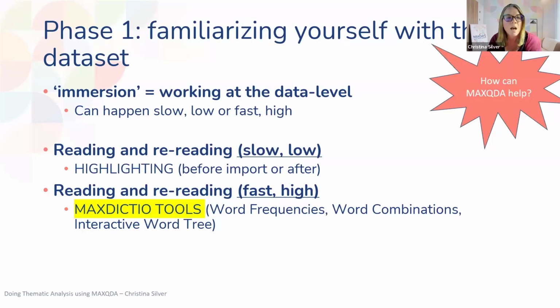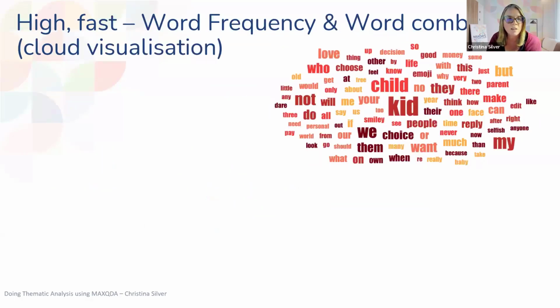MAXQDA's feature set, which allows us to read and reread at a fast, high level. So this is really using tools to help us accomplish what is otherwise a very slow, low exercise. But of course, we can work in a slow, low way inside MAXQDA as well. But let's just pick out a couple of these. So a high, fast way of familiarizing with the content of the data, remember that's what we're doing, is to do a word frequency. So a word frequency, MAXQDA will very quickly count how many times each individual word occurs.